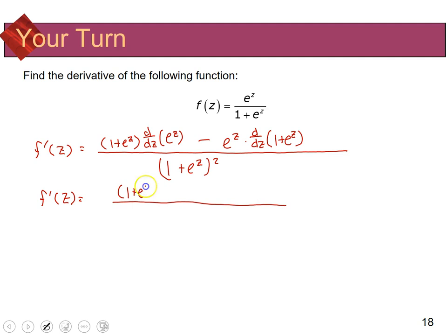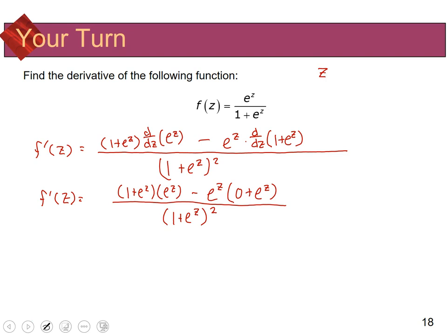1 plus e to the z times e to the z, because that's what the derivative of e to the z is, minus e to the z. The derivative of 1 plus e to the z, well, the derivative of 1 is 0. The derivative of e to the z is e to the z. As you can see, my 2's and z's look a lot alike, which is why I'm trying to write the z's to look like this. I usually put a little line through them, and not the 2's.